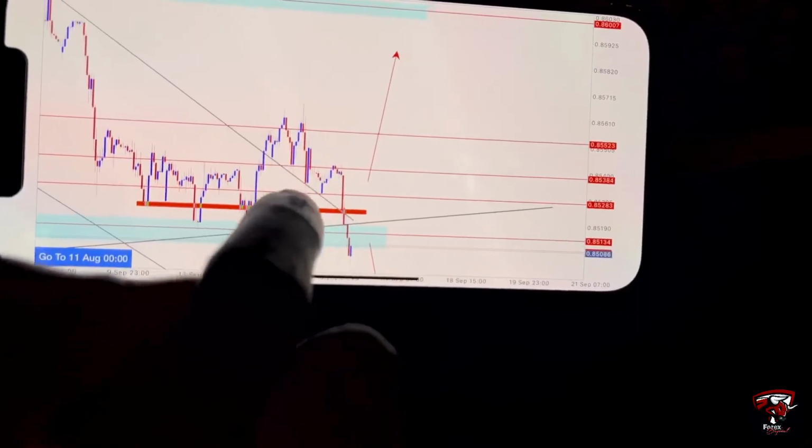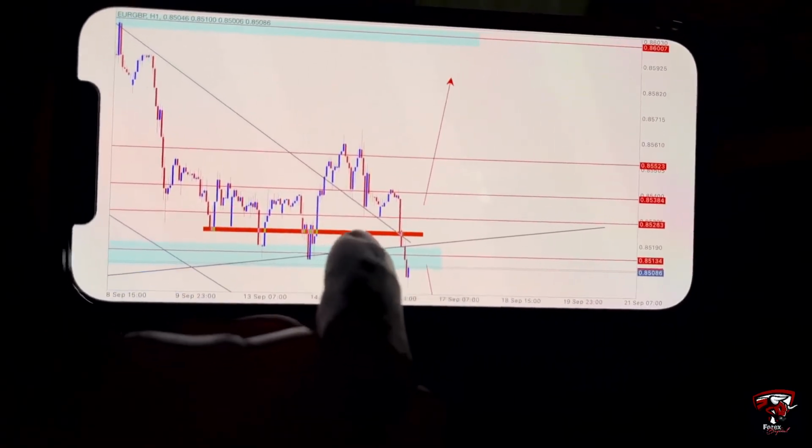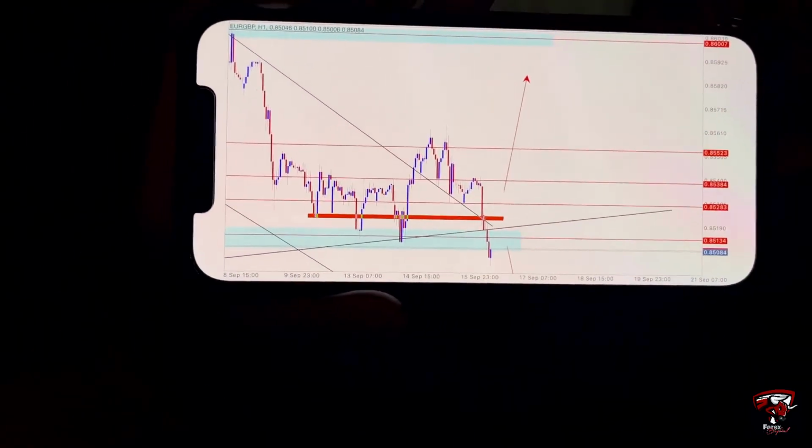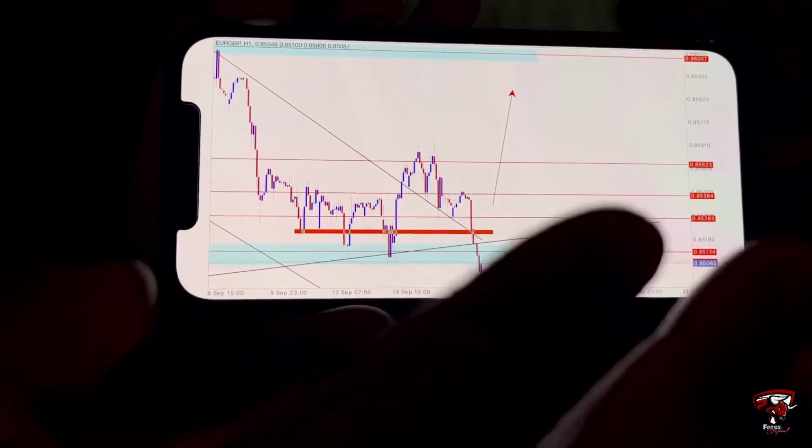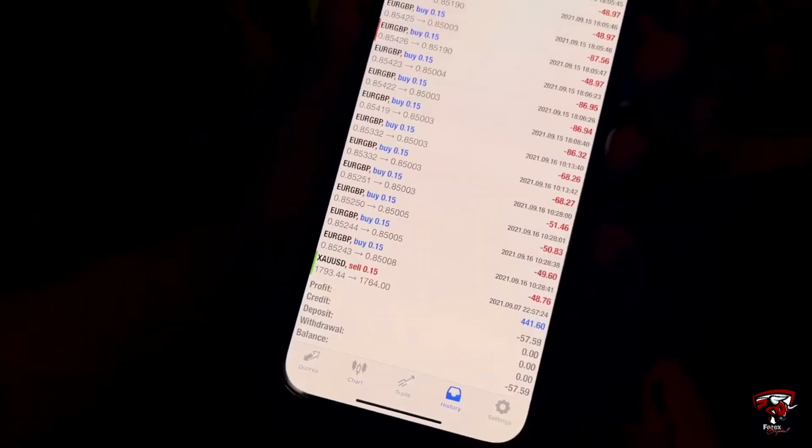Hence, you have to always protect yourself. You must always have an area where you're going to close your losses. It might look like a stop loss hunt. However, you must stick to your rules and make sure you are able to close losses, right?